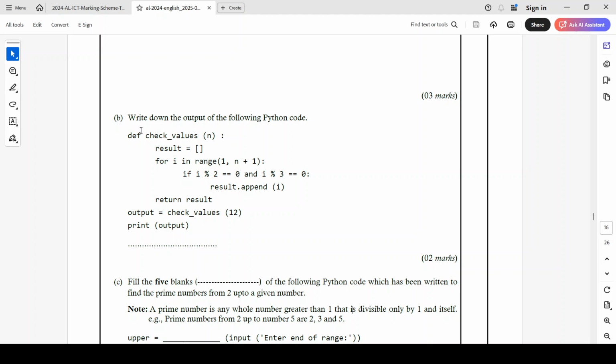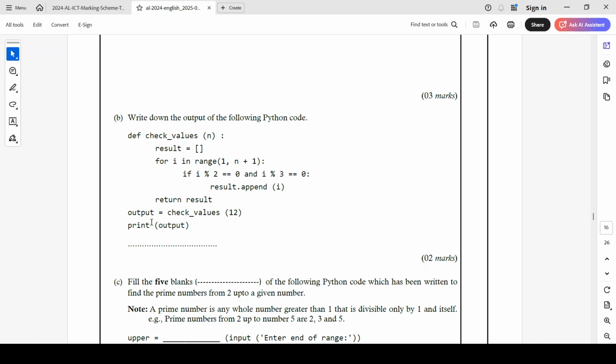Just read the question. So this is an easy question, but we will see. Okay, we are going to do this question. Write down the output of the following Python code.